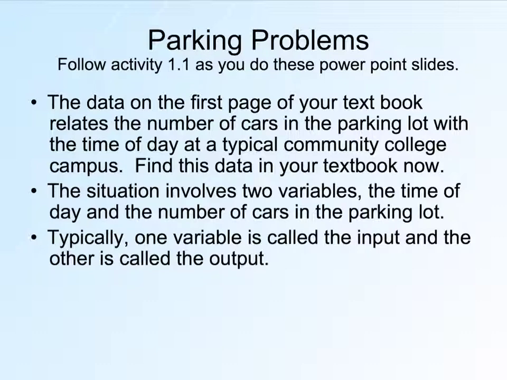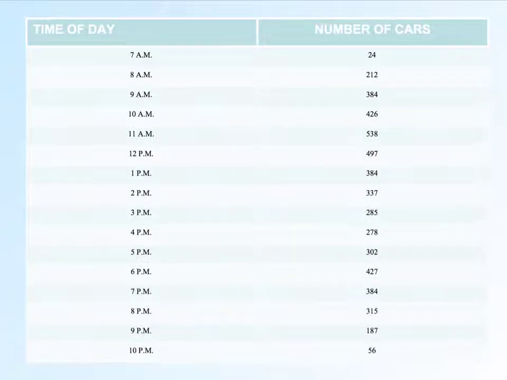The data on the first page of your textbook relates the number of cars in the parking lot with the time of day at a typical community college. You may want to find this data in your textbook now. Okay. Here is a slide with the actual data from page 1.